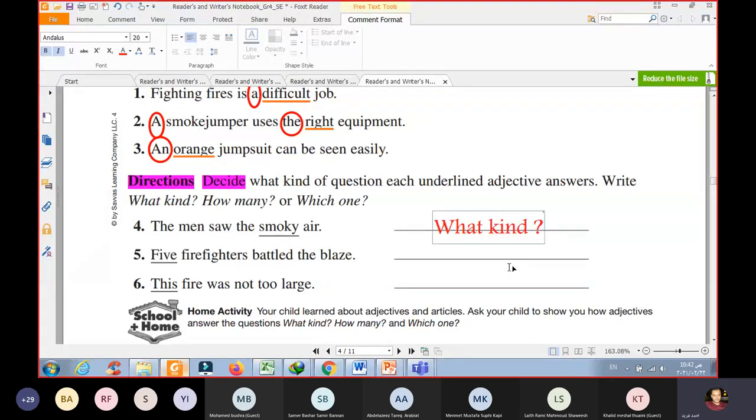Okay. So, Samir, read it again, please. The man saw the smoky air. Mm-hmm. So smoky here is a kind of air. We have fresh air, we have smoky air, we have polluted air. So smoky comes as a kind of air. Now, number five for you, Samir, because you didn't answer number four. Five fighters battle the blaze. So five here, how many or which one? How many? Yes. Okay, it's how many.